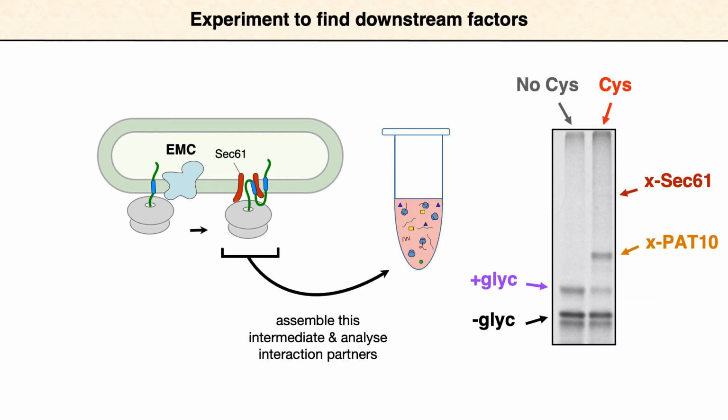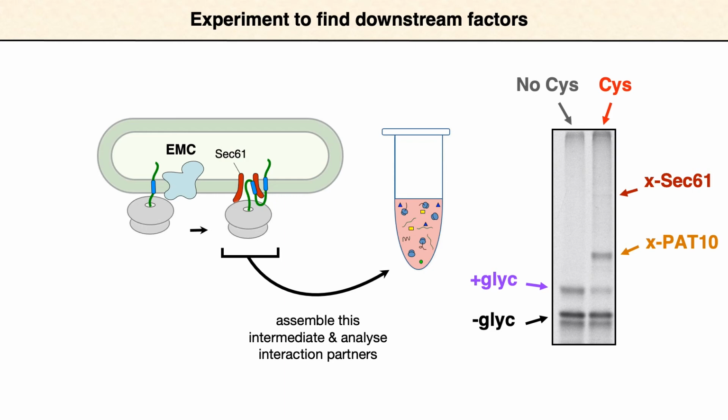For this, we made use of a little trick, which is that you can translate a truncated mRNA, whose stop codon has been removed, and stall translation at a very specific point. So in this case, we stalled translation at a point where 2 transmembrane domains had been inserted into the ER, but it's still attached to the ribosome.